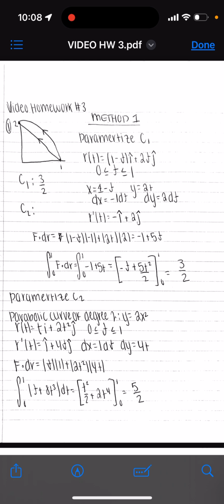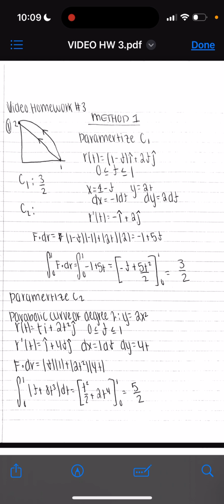We're computing the line integral of this graph. First step is to parameterize C1. r(t) equals (1 minus t)i plus 2tj. This gives x equals 1 minus t and y equals 2t. You got to take the derivative of each of those.